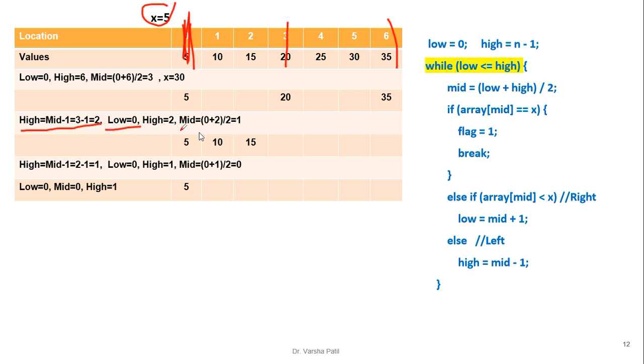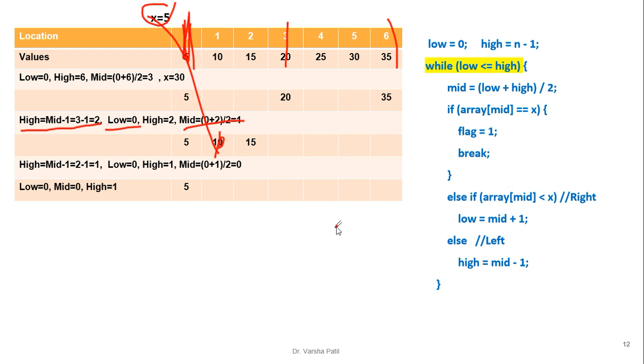Low remains the same, and again we are calculating the mid. Now mid is this. Again we check 5 with this. Again not a match, and it is present on the left hand side. Again we set high to mid minus 1. Now they are pointing to the same location, and next time a match will happen.